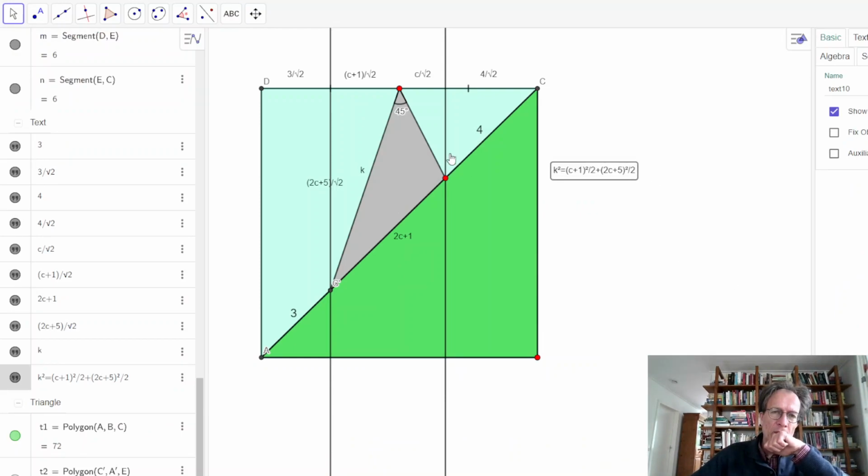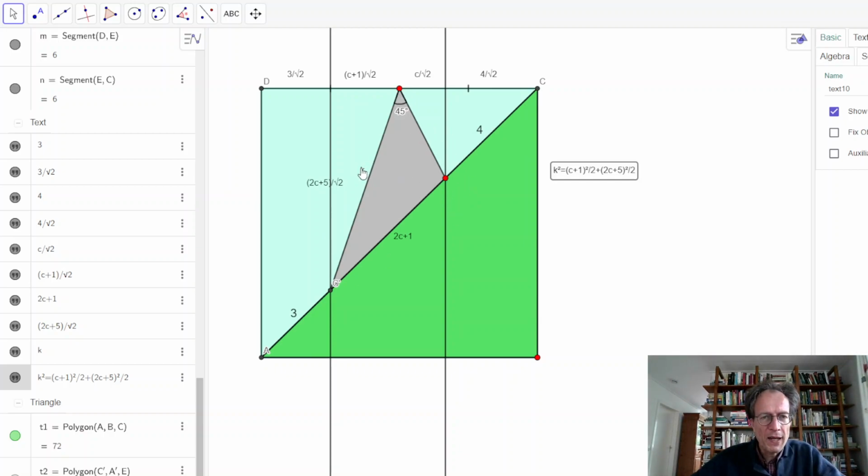Now I'm going to use similarity between the gray triangle and this triangle. Why is that? Because over here we have 45 degrees, that's also here, and this angle is shared between the two triangles, so we know that they must be similar. So this triangle is similar to the gray triangle. And what does that give me?